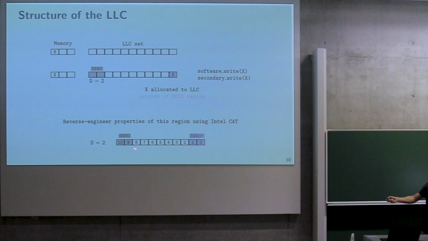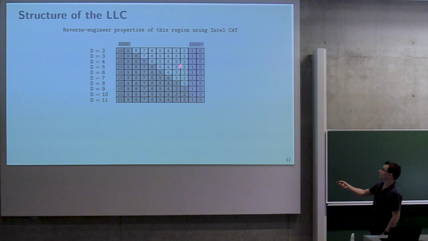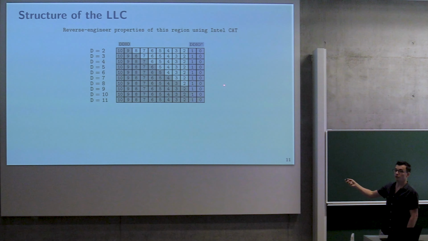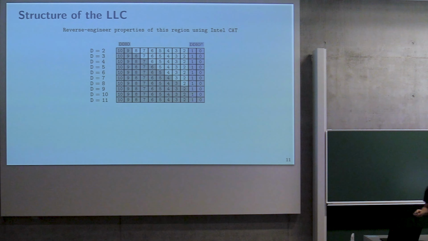And then you might wonder, well, does this hold for all DDIO configurations? What happens if we make that bigger? And we did the reverse engineering for that too, and then we find that this DDIO plus region persists all the time. It's always 2 ways large, it's always in the same location. And if your DDIO configuration is high, then there's even some overlap between the regions.